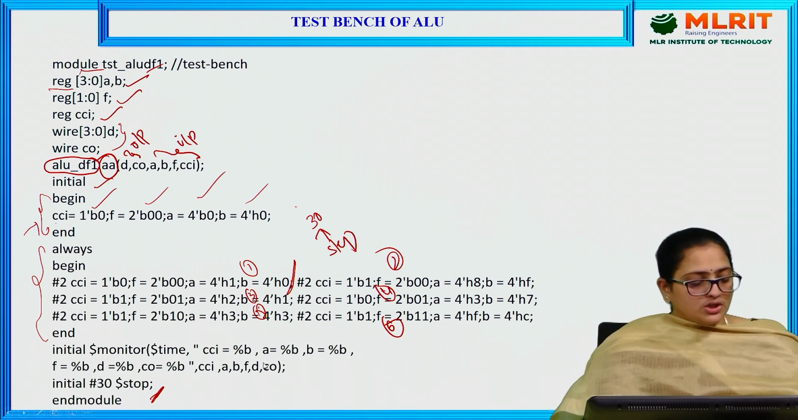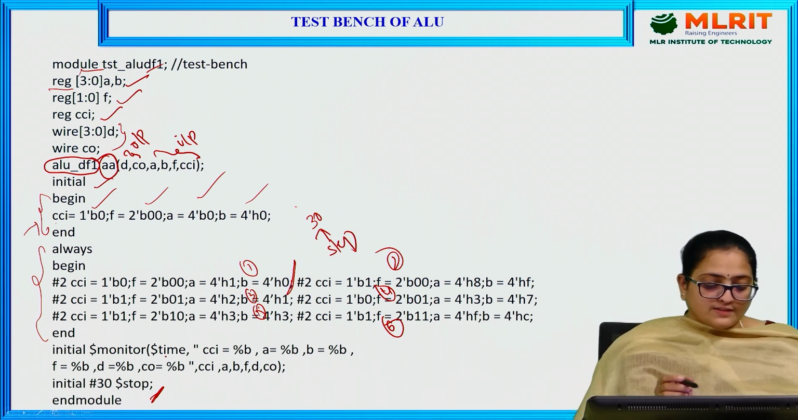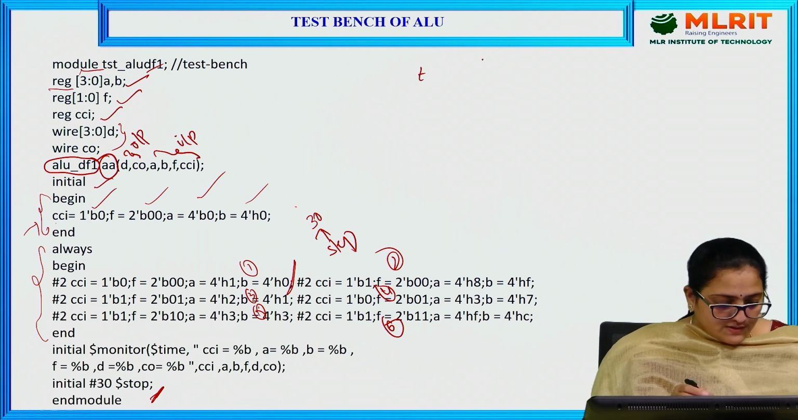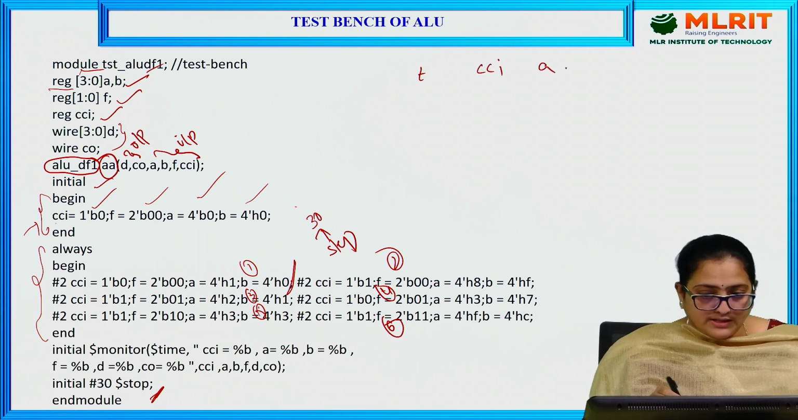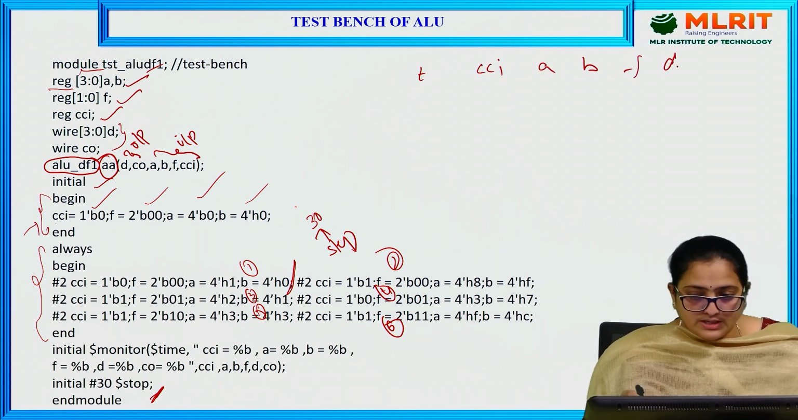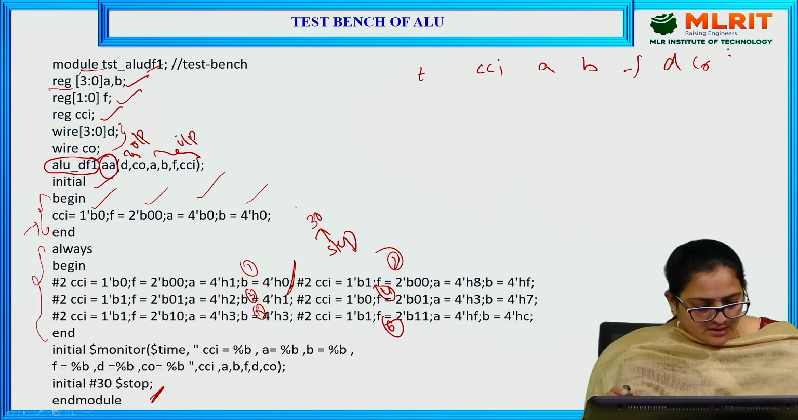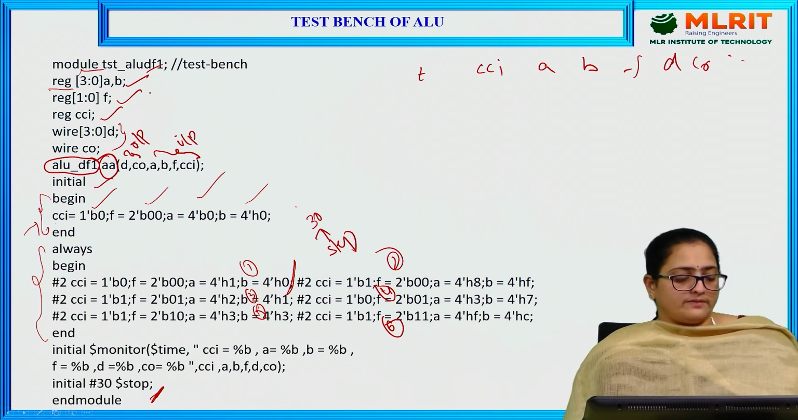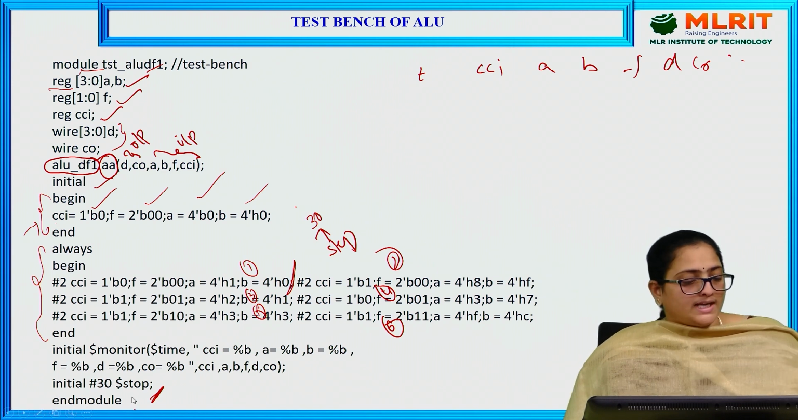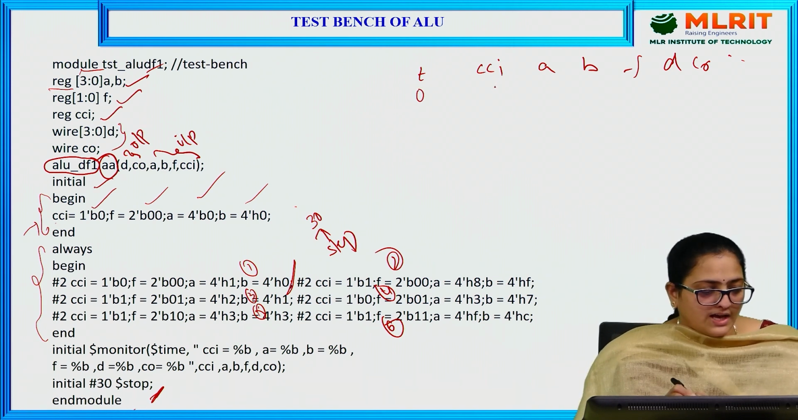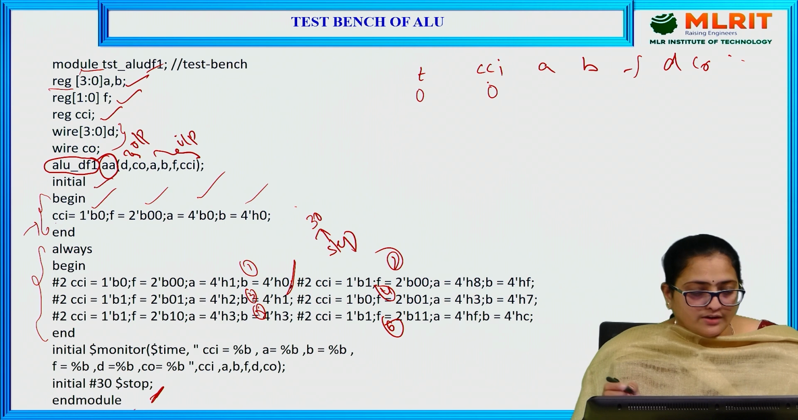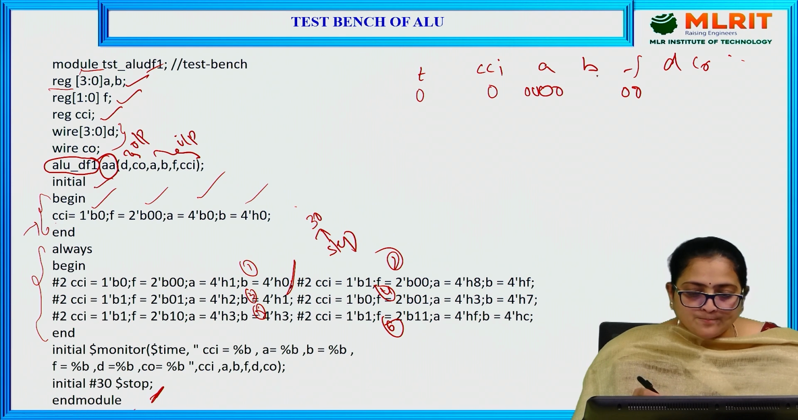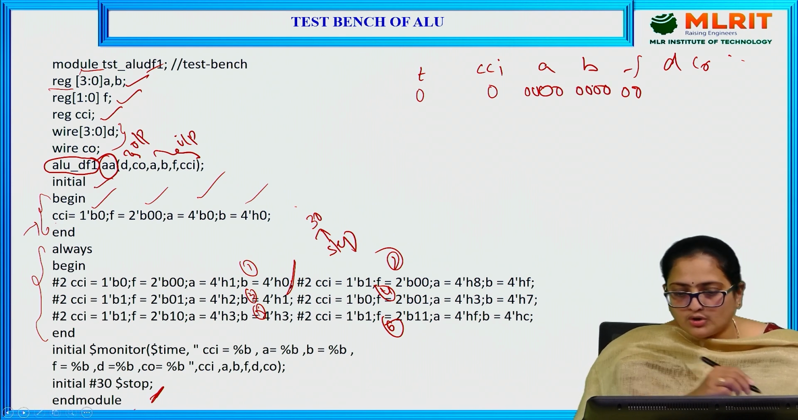And this initial $monitor always monitors the time, at time t equal to 0, and CIN, A, B, F, D, and C0. At the 30th time interval, it stops, and this module ends with the keyword endmodule. At time t equal to 0, CIN is given 0. The F value is given a 2-bit binary value of 00. The A value is a 4-bit binary value of 0000. The B value is given a 4-bit binary value of 0000.